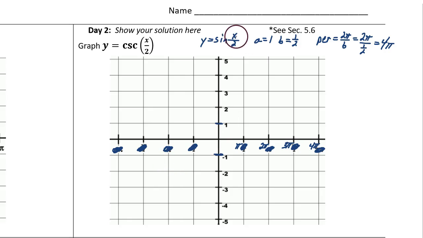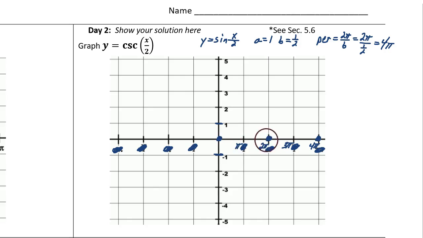When x is 0, the sine of 0 is 0. So there's a dot at the origin. After one full period, there'll be another dot at that same height. Now what's happening halfway in between, when x is 2 pi? If you replace x with 2 pi, then 2 pi divided by 2 makes pi, and so you'd be finding the sine of pi. The sine of pi is 0.